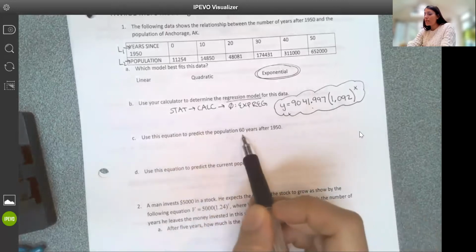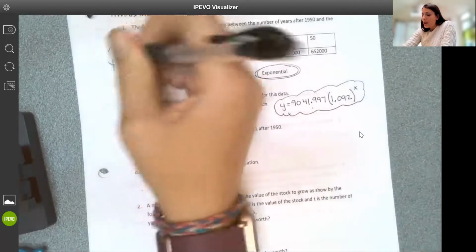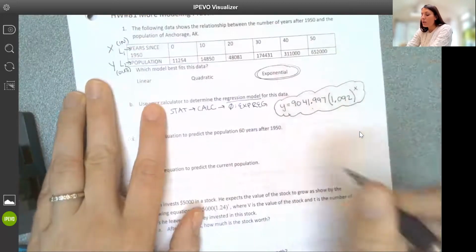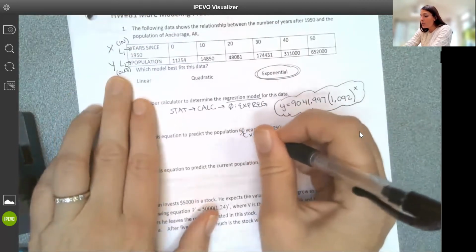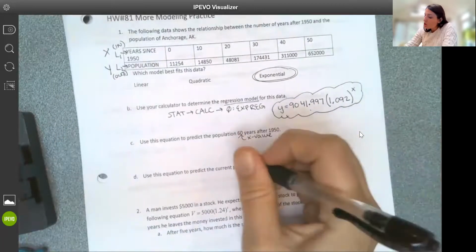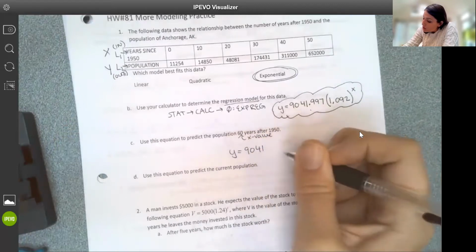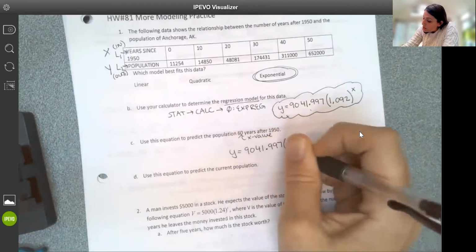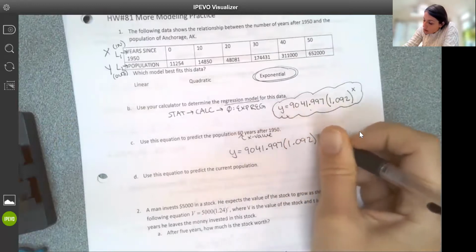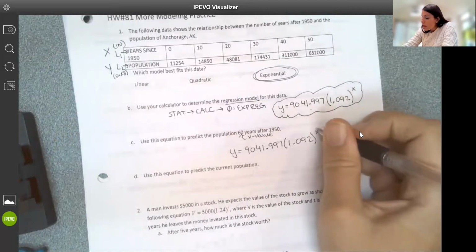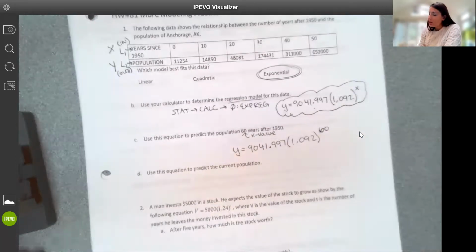So now that I have this equation, it says use this equation to predict the population 60 years out in 1950. And I know, again, this is X and that's Y. This is my input. And here's my output. So years is an X value. So I can just plug in 9041.997. It looks like it's growing at about 9.2%, right? Oops, and for X, I'm gonna plug in 60, sorry. And I'm just gonna let my calculator do that.